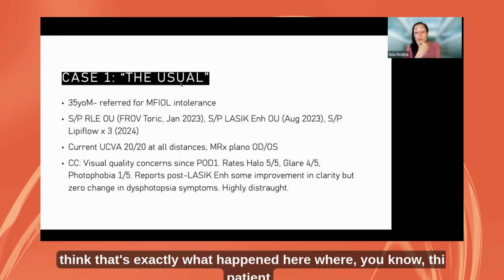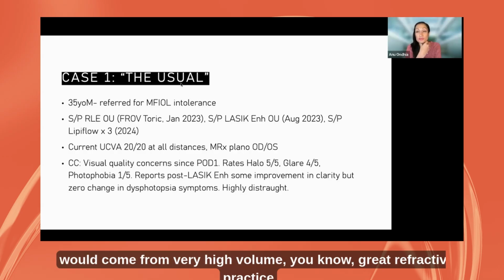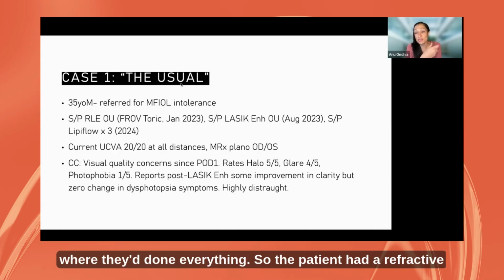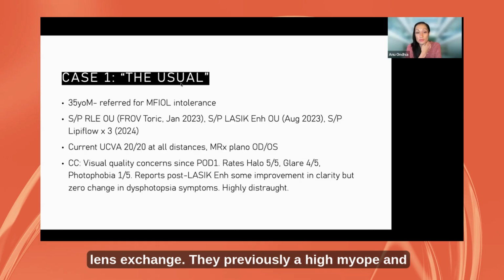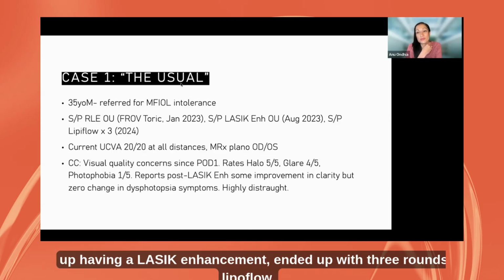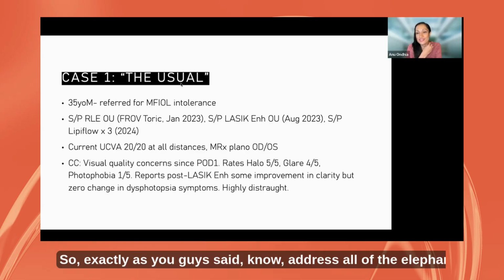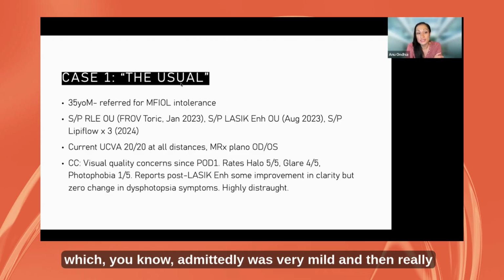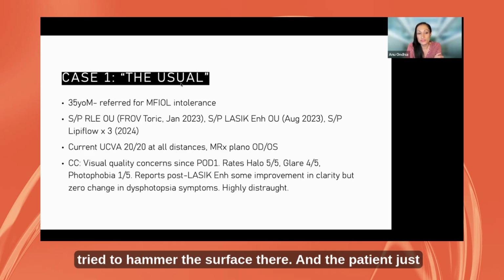Yeah, and I think that's exactly what happened here, where this patient had come from a very high volume, great refractive practice where they'd done everything. So the patient had a refractive lens exchange. They were previously a high myope, and really wanted to be spectacle free. Ended up having a LASIK enhancement, ended up with 3 rounds of LipiFlow. So exactly as you guys said, address all of the elephants in the room. So treat any residual refractive error, which, admittedly was very mild, and then really tried to hammer the surface there. And the patient just wasn't getting any better.